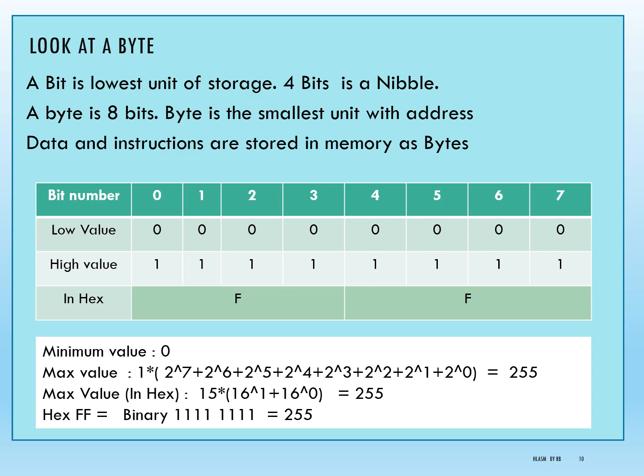A byte is the smallest unit that has an address. Bits don't have an address. If you have to refer to a particular bit, you will take the address of the byte and then add 2, 3, 4 depending on which bit you want to read from. Data and instructions are stored in memory as bytes. Everything ultimately gets stored in the system as zeros and ones. So let us look at a byte here. You can see, yes, 0 to 7, 8 bits are there. The lowest value that can be there here is 0, right?